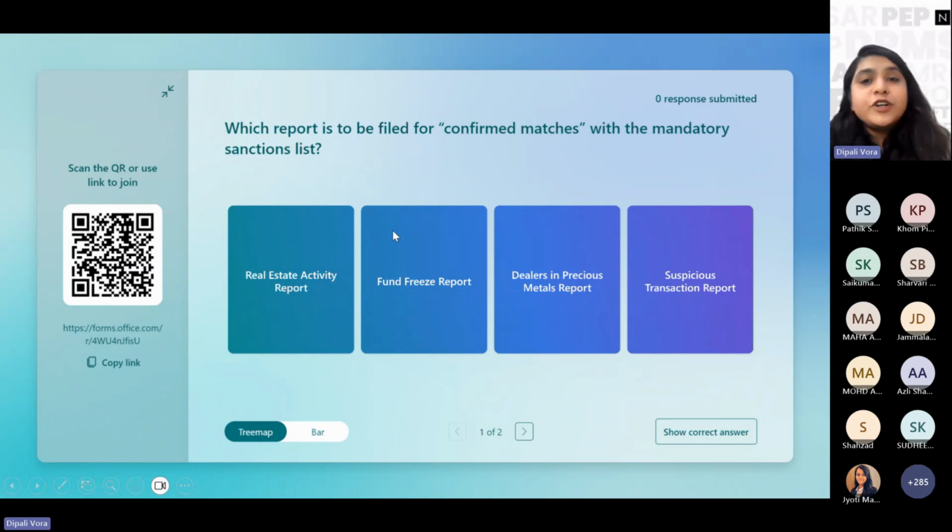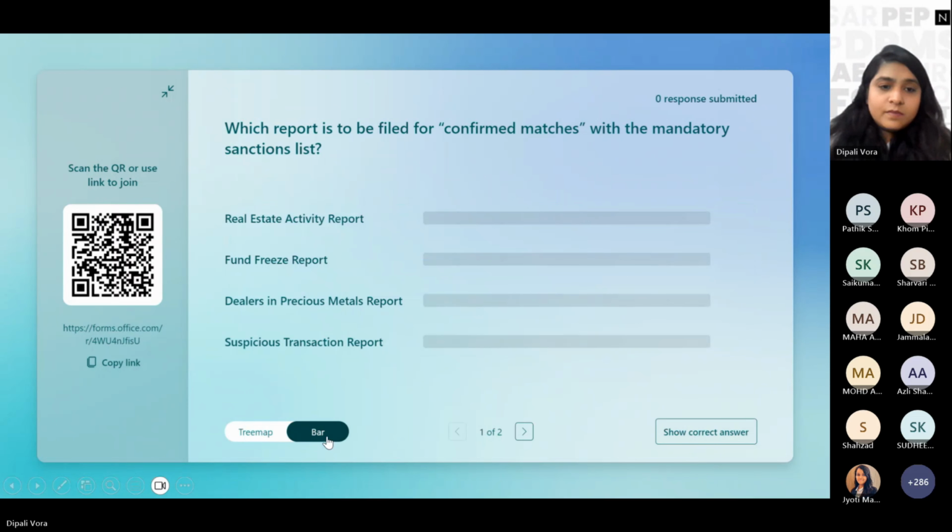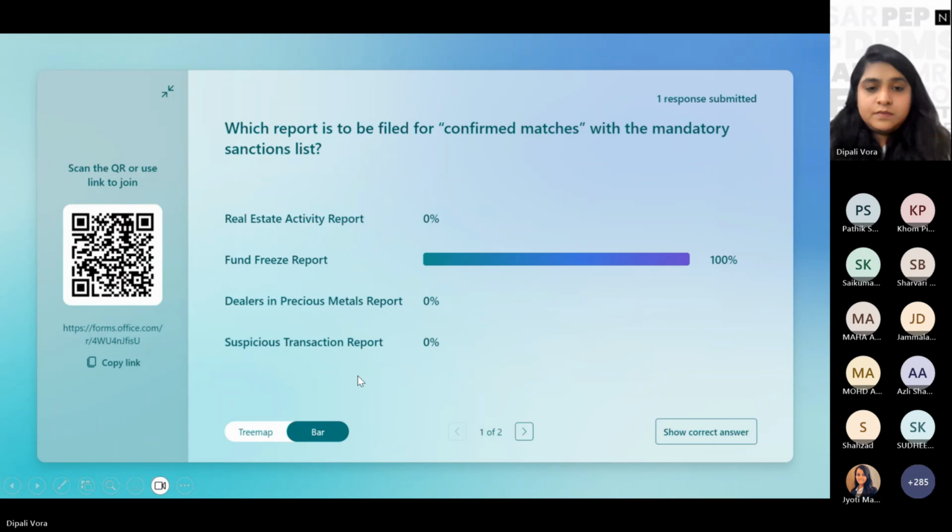So again, I need the responses on the topic that we just discussed. Let's have a quick quiz. We'll just wait for a few more responses and then I'll discuss the questions and answers.